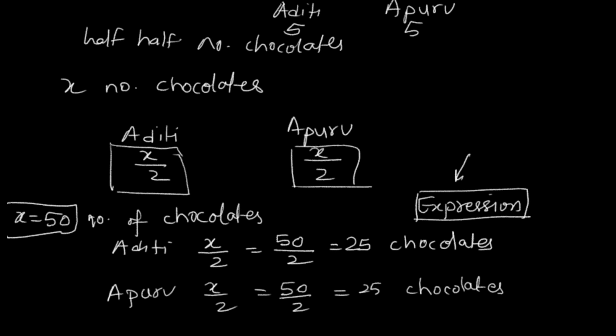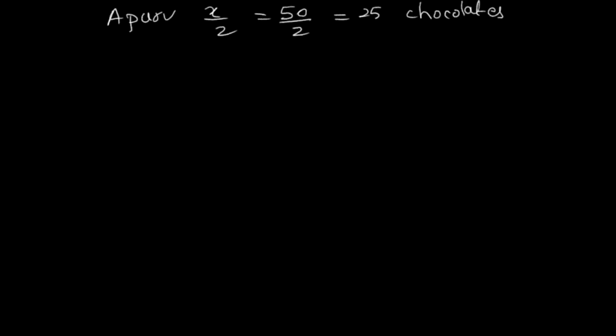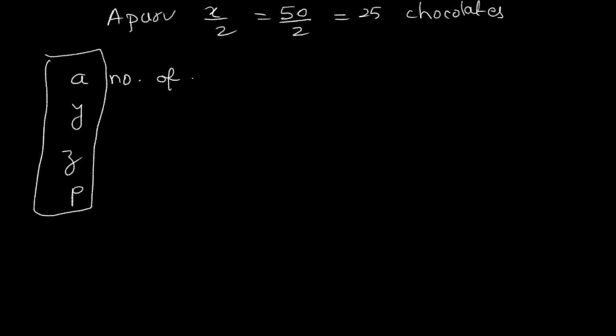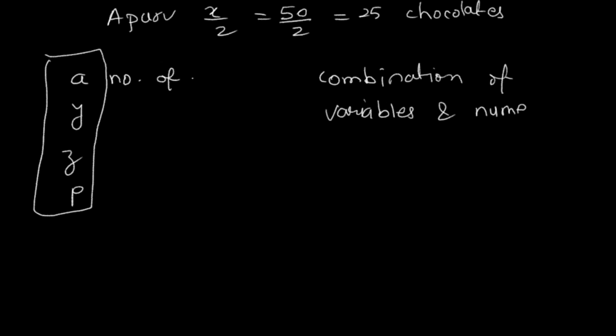Now variables can be taken as any alphabet. Instead of x number of chocolates, I could have simply taken a number of chocolates, or y or z or p, anything for that matter. So variables can be taken as any alphabets over here. Okay, so when we have an expression in the form of a combination of variables and numerals, या फिर number, then that expression is called algebraic expression.